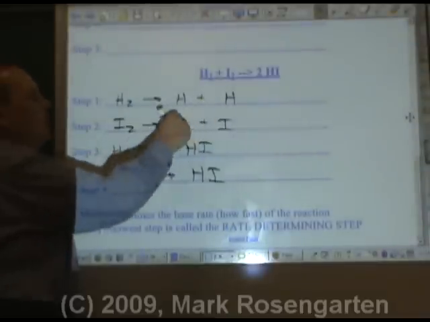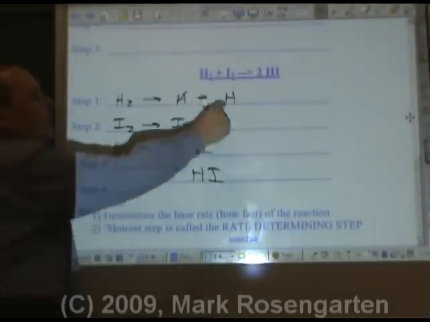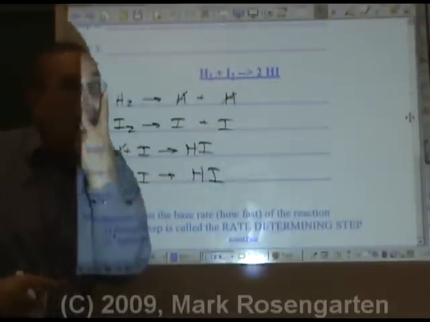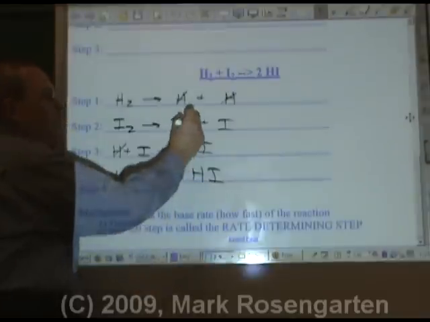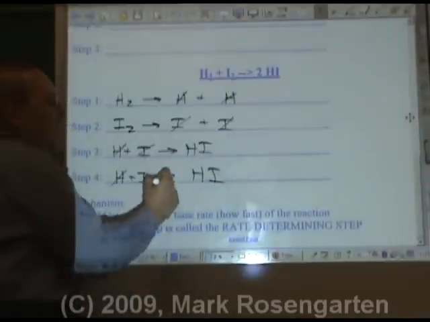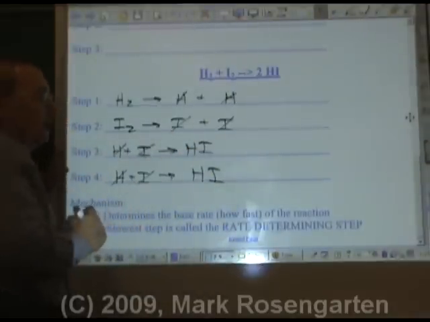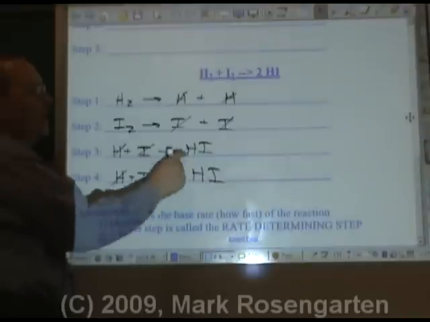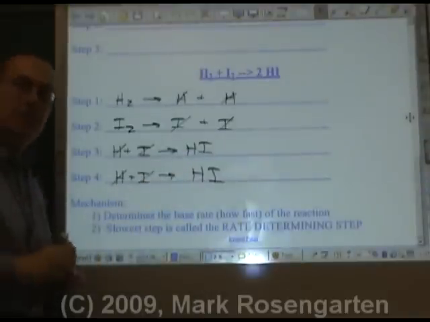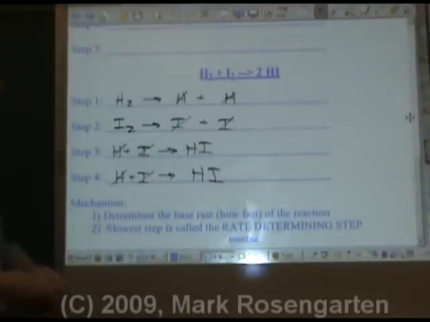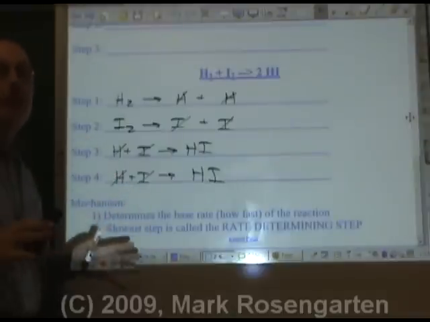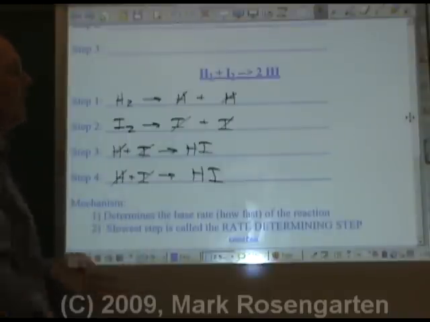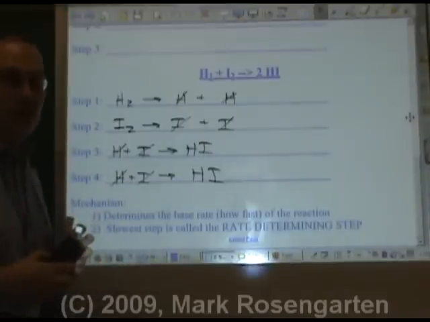We make two H's. We use this H up here. We use that H up there. We make two I's. We use this I up there. We use that I up there. So the net reaction is H2 plus I2 forms two HIs. And that's the possible mechanism for this reaction. Of course, there's no way of knowing for sure what the mechanism is unless you actually do the experiment. This is kind of like a hypothetical situation.